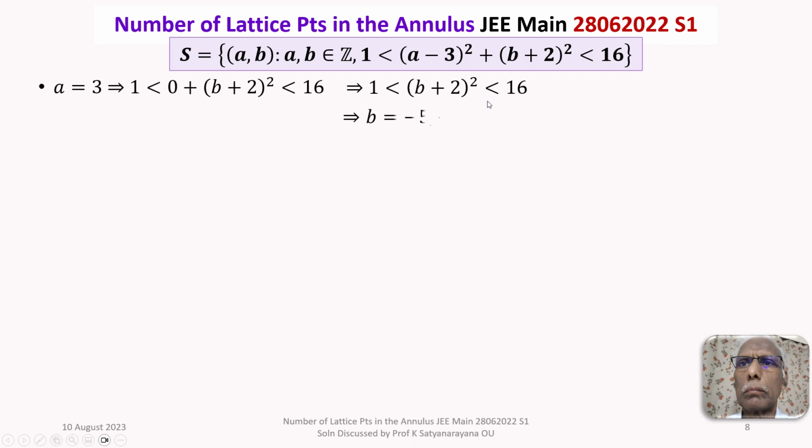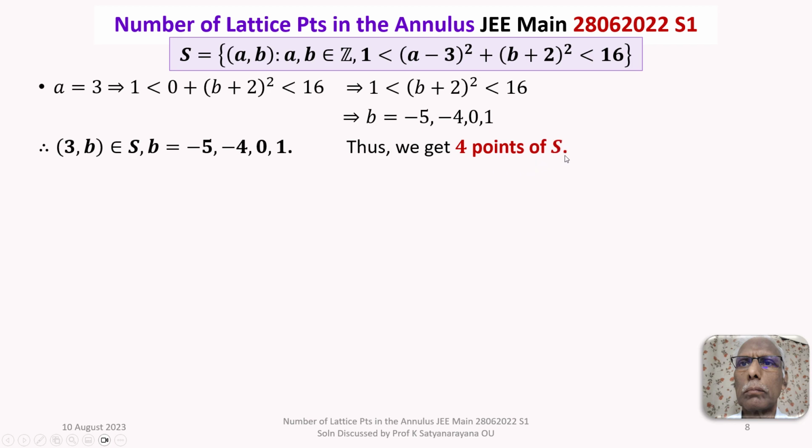So what are those values of b which will satisfy this? Suppose you put b is equal to minus 5. Minus 5 plus 2, that is minus 3, square, 9. 1 less than 9 less than 16. Like that, minus 4, 0 and 1. These are the only 4 points. a is only one point. So (3, b) belongs to S, for b equal to these 4 values. Thus we get 4 points of S only.